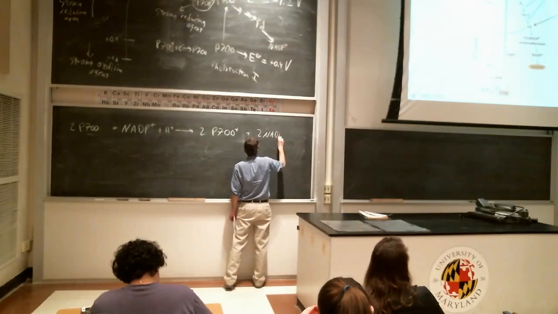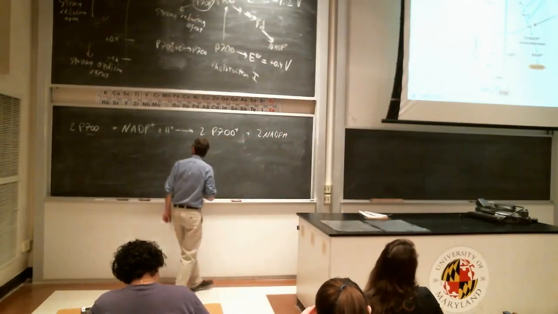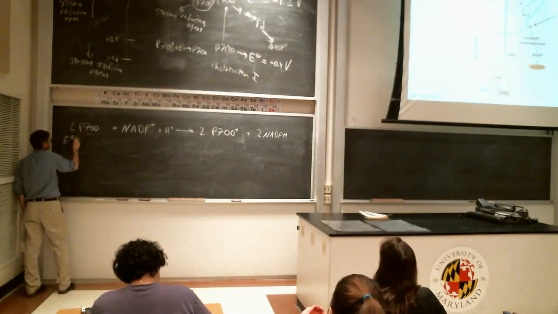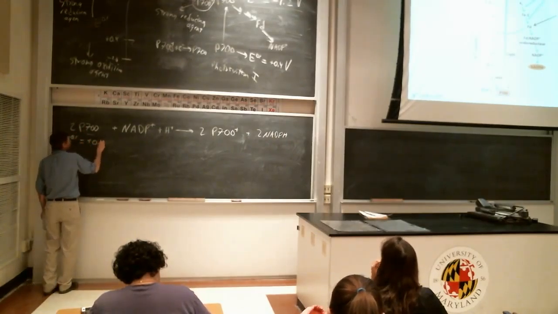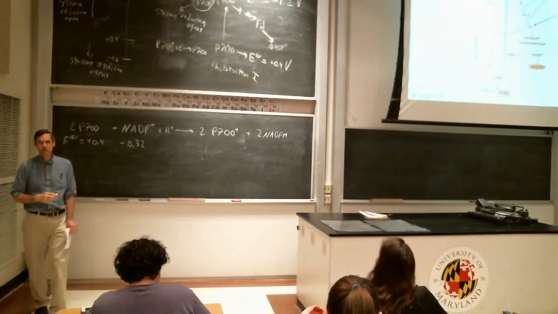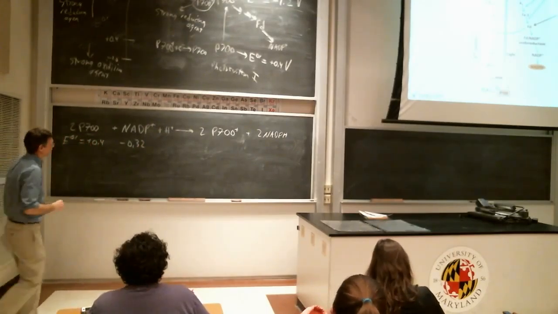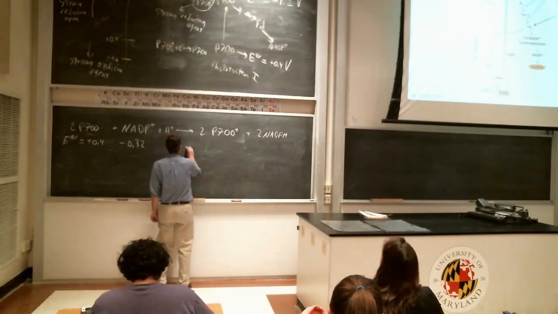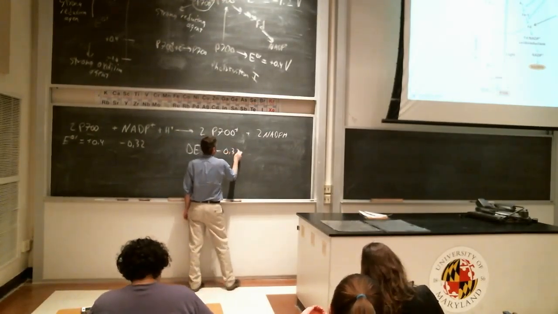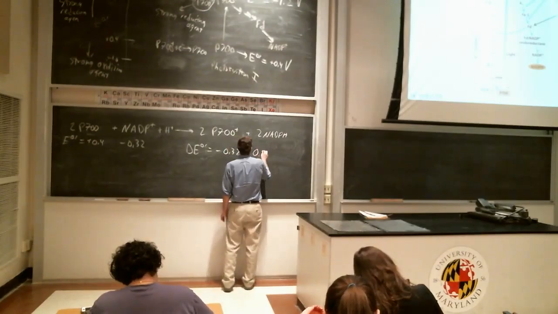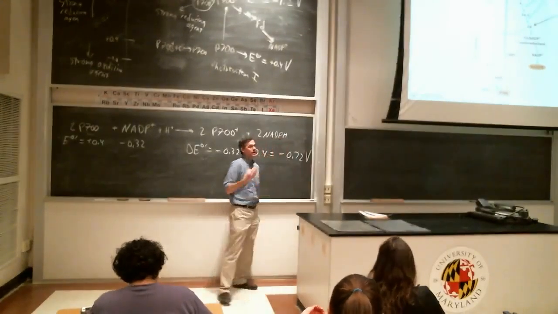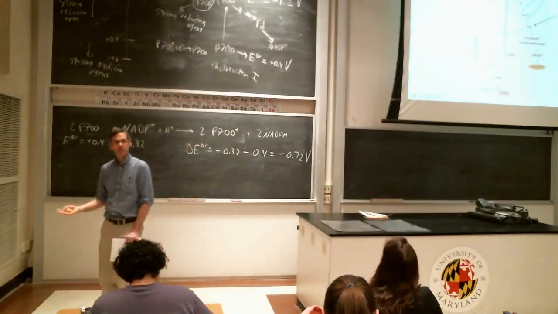To make two NADPHs. All right, the reduction potential of P700 star, P700 is plus 0.4. NADP is about minus 0.32. The delta E for this reaction is minus 0.32 minus 0.4, which is minus 0.72 volts. A negative delta E tells us the reaction is not spontaneous.